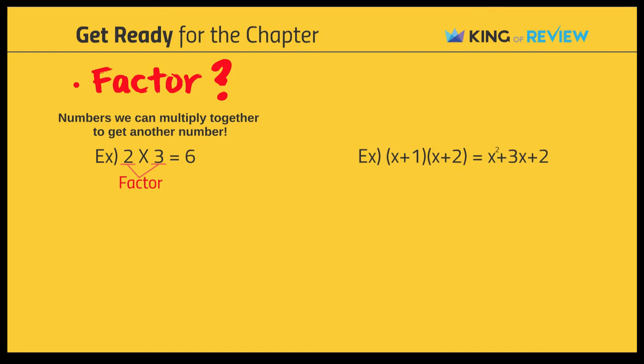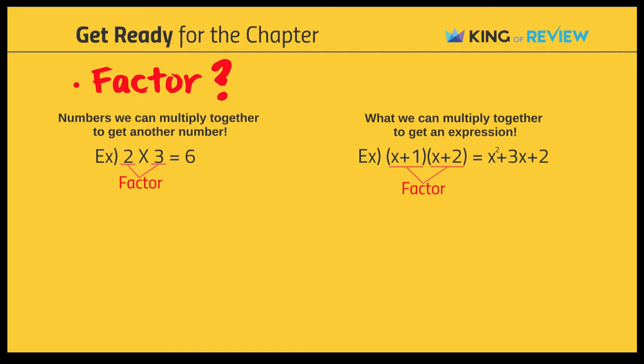Here we have another example. We can multiply two binomials using the FOIL method. So (x plus 1) times (x plus 2) equals x squared plus 3x plus 2. The factors are also what we can multiply together to get an expression. So in this case, these x plus 1 and x plus 2 are also factors.